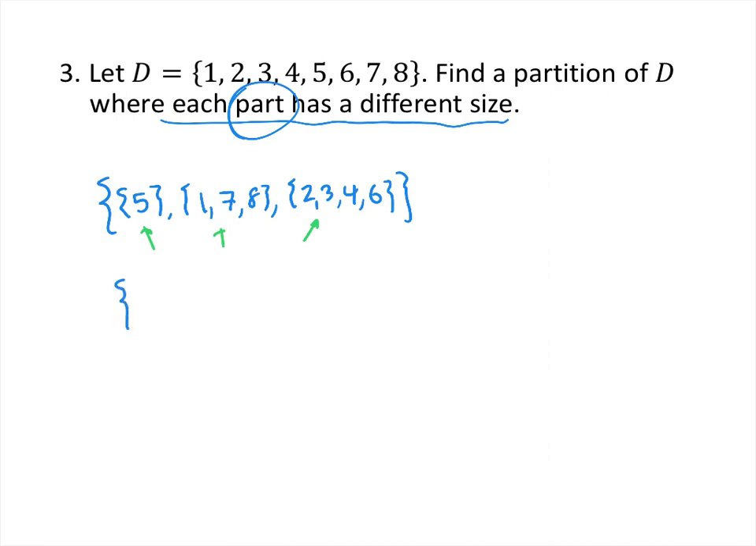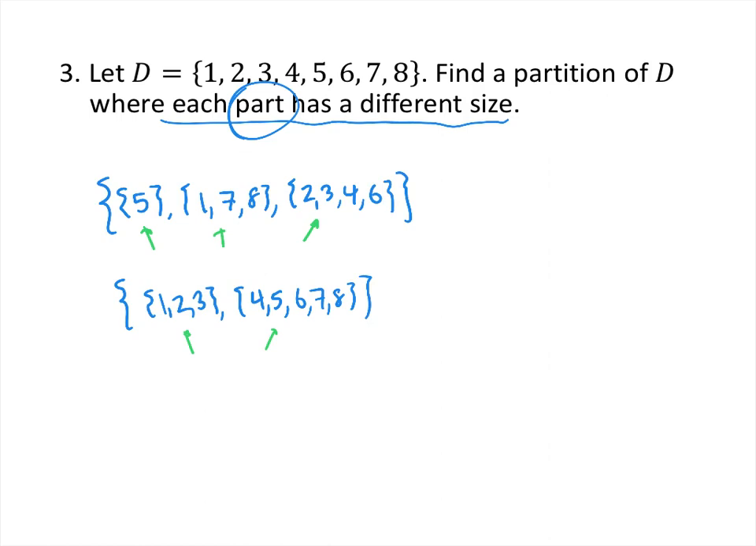Again, another way I could have done this would have been 1, 2, 3, and then 4, 5, 6, 7, 8. There I have 2 parts, but again, each of the parts has a different size, so that's another valid solution here. So there's lots and lots and lots of ways to do this.